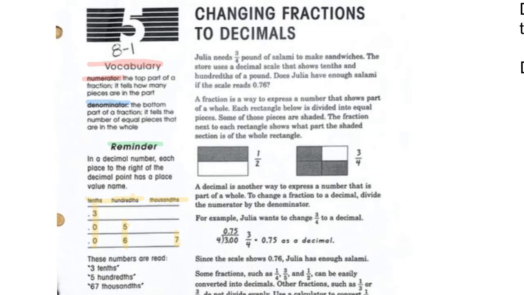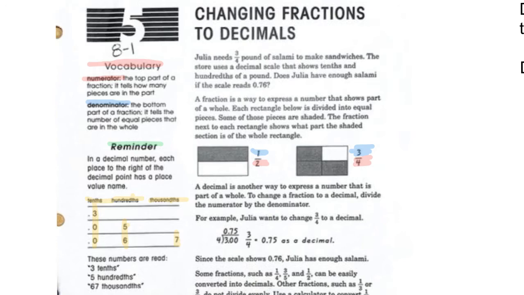The fraction is the way to express the number that shows part of a whole. Each rectangle below is divided into equal pieces. Some of these pieces are shaded. The fraction next to each rectangle shows what part of the whole rectangle is shaded. So there is 1 shaded out of 2 parts. There are 3 shaded out of 4 parts. So a decimal is another way to express a number that is part of a whole.